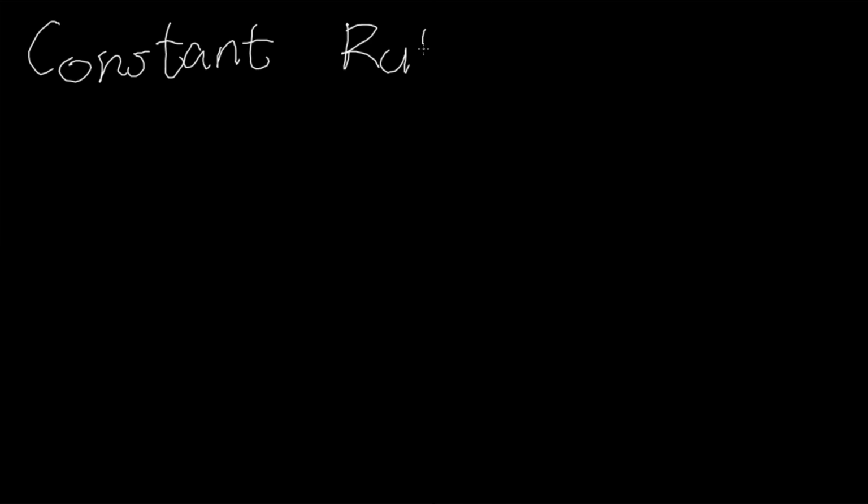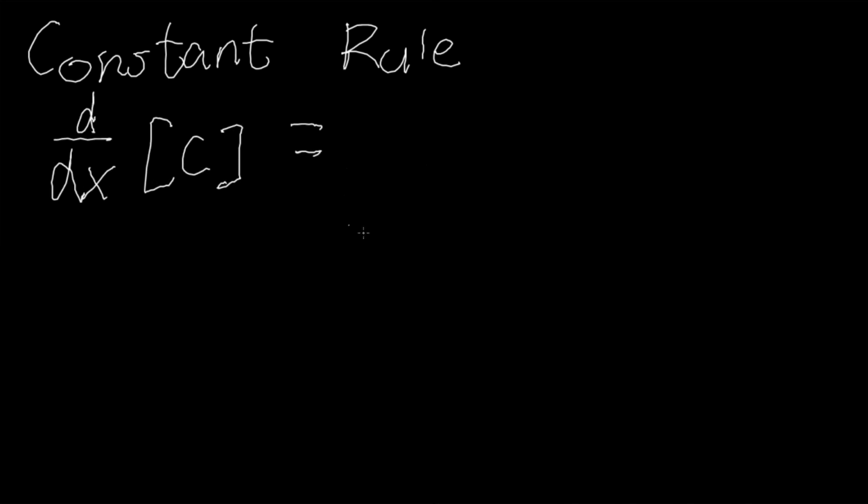Okay, so for differentiation, there are multiple rules you have to follow. That being the constant rule, that's the first rule. And this is actually the easiest rule because the derivative of any constant will be 0. So you just put 0 here.